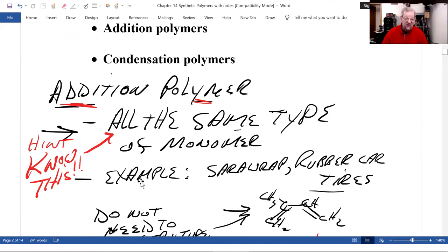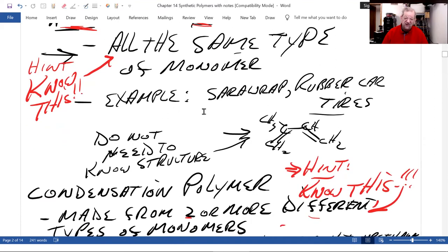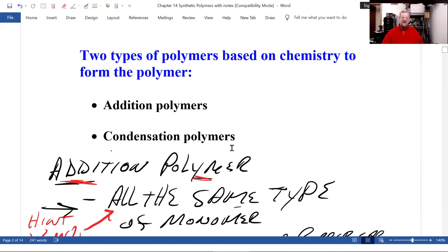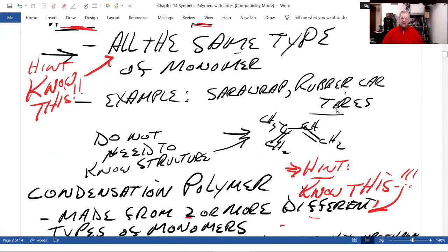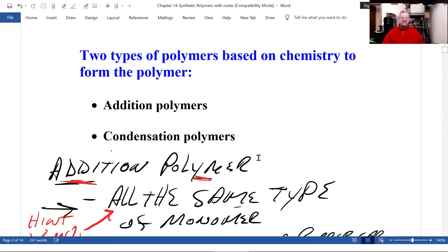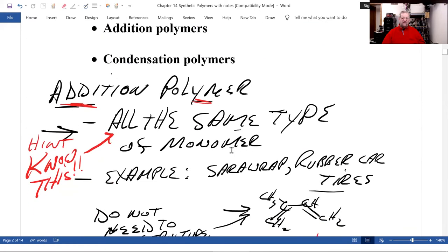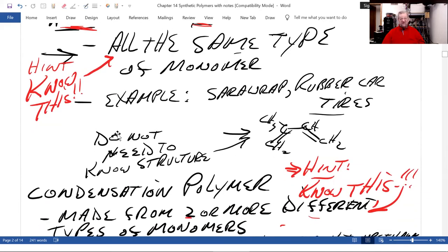Now, you should know some examples along with the definition. An example of this is the saran wrap, plastic wrap in your kitchen, that's made up of a single monomer repeated over and over again, like a million times. Another example of an addition polymer is rubber car tires. Rubber car tires are made up of this monomer, which you don't have to know. It's called butadiene. And this is what Mother Nature, and also man when we make synthetic rubber, use. So the first type of chemical designation is the addition polymer. They have all the same type of monomer. You should know this. See, it even says it in red.